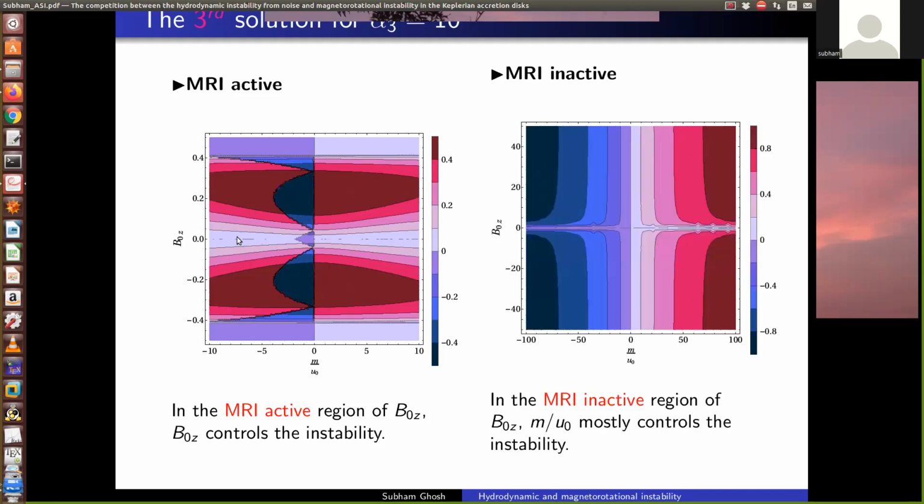On the contrary, in this plot the magnetic field range is increased. If we increase the magnetic field, in the MRI inactive region the opposite of the previous case happens. As the noise is increased, the growth rate increases, and the growth rates are almost independent of the magnetic field. So in the MRI inactive region, it is the noise that controls the instability in the system.